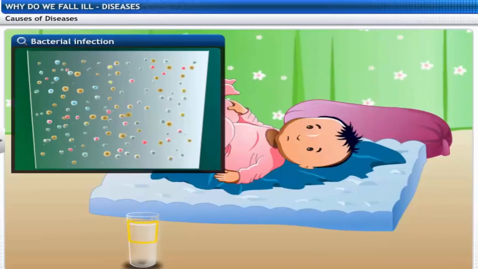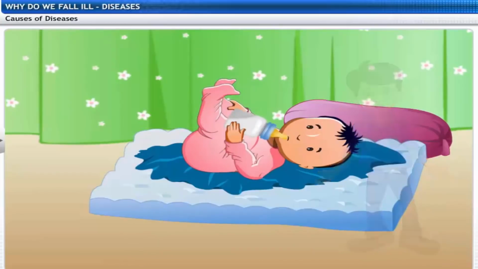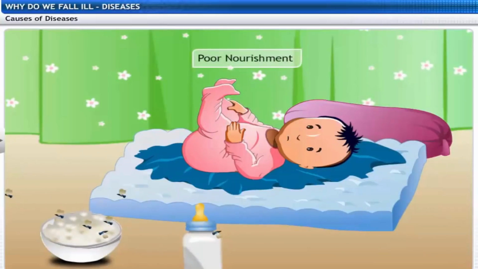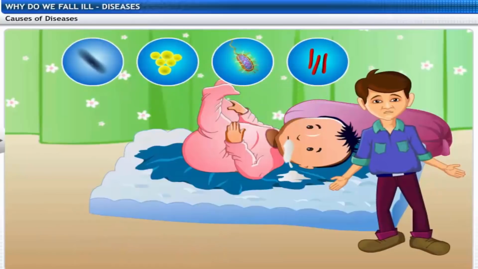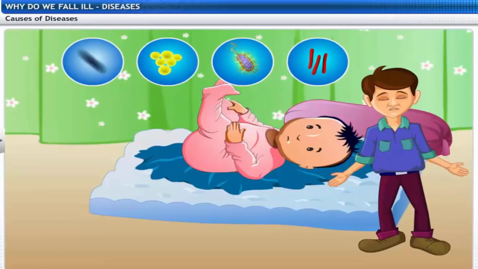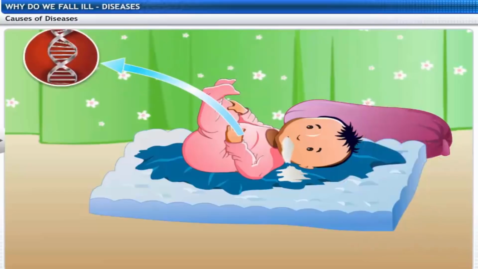What else could be the causes of this disease? The baby might not be well nourished. Okay. So lack of good nourishment becomes a second-level cause of the disease. The baby might also be genetically more likely to suffer from vomiting when exposed to such bacteria. Good. Then, genetic abnormalities could be the third-level cause of the baby's disease.